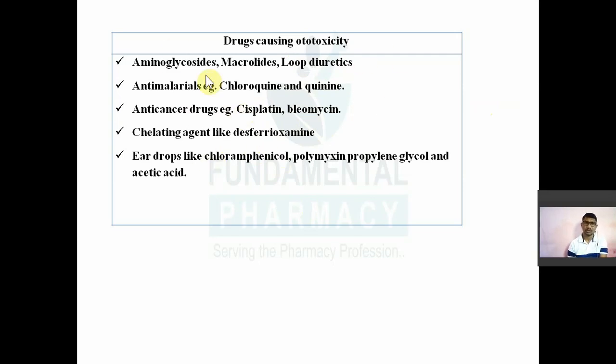Okay, so aminoglycosides, macrolides, loop diuretics will cause ototoxicity. Antimalarial drugs like quinine, chloroquine will cause ototoxicity. Anti-cancer drugs like bleomycin, cisplatin, they also have ototoxicity. They will damage your eighth cranial nerve, causing deafness. Okay? Ear drops like chloramphenicol, polymyxin, these also have ototoxicity.